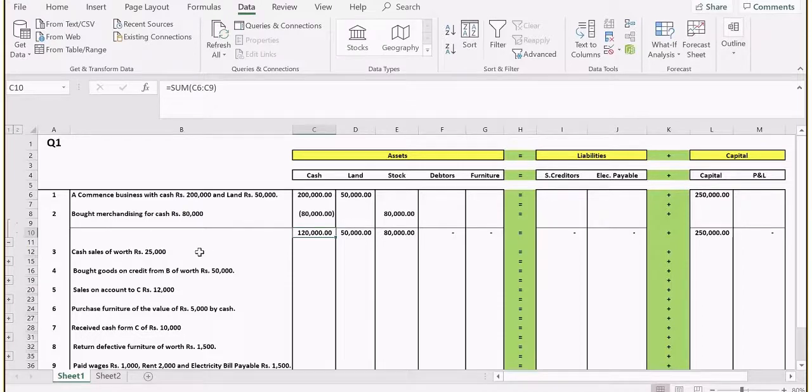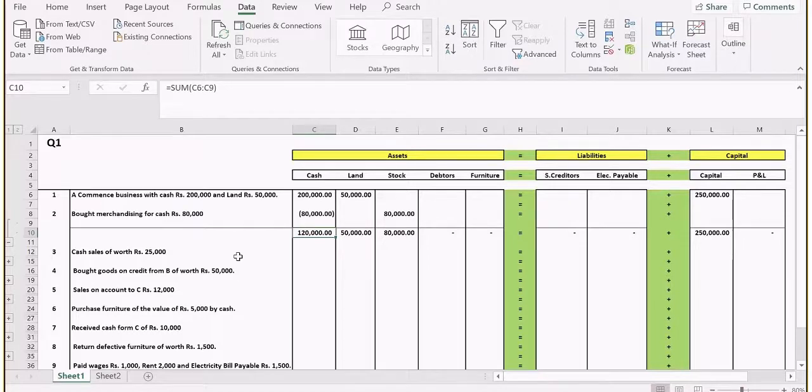The third entry is cash sales of worth rupees 25,000. Now here one element is missing. This entry is not showing what is the profit element in this transaction. So here, if nothing is given, you need to assume certain aspects about the profitability of the transaction. In this case, if I assume out of 25,000 worth of sale, 1,000 rupees is my profit and 24,000 is the cost of goods sold.